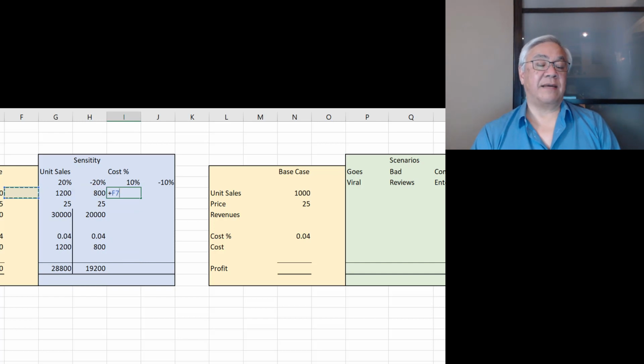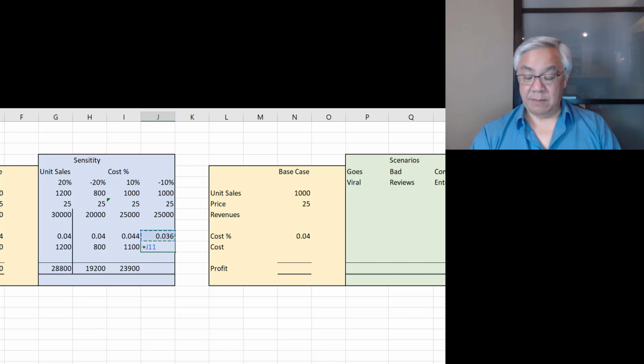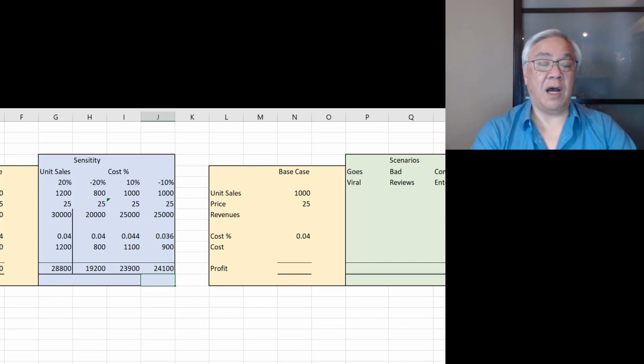So now these stay the same. And this changes. So this is 4% times 1.1. And the cost then would be 4.4% times revenue, and our profit would then be 23.9, almost nothing. Now, what if it goes down by 10%, right? So these stay the same. We have this number times 0.9 because it goes down. So the cost will go down and our profit up, right?